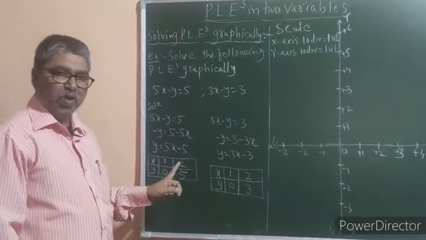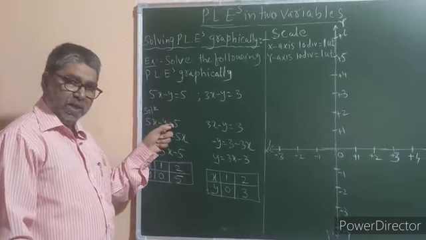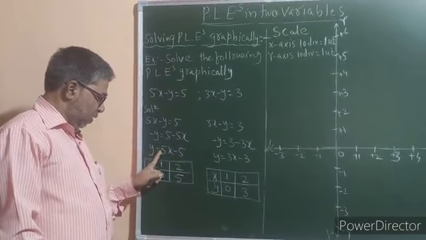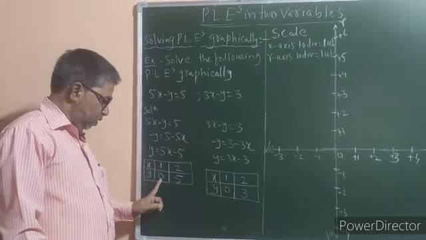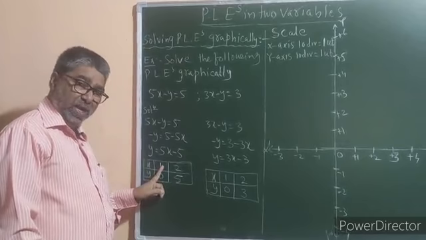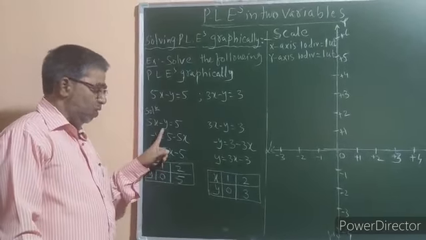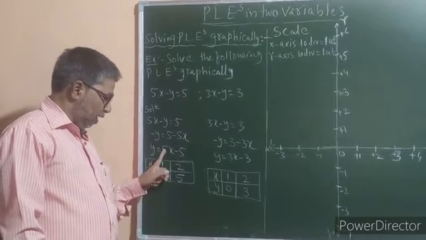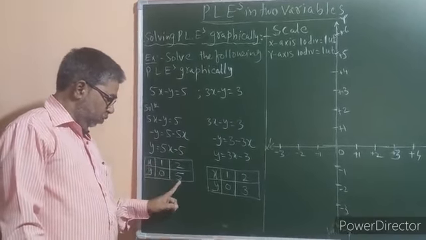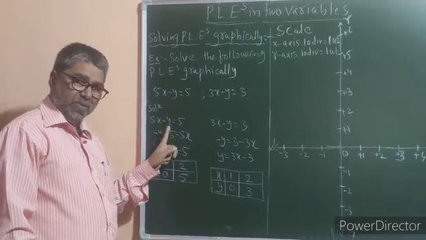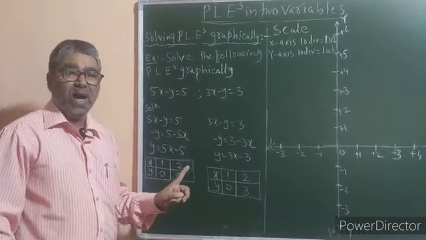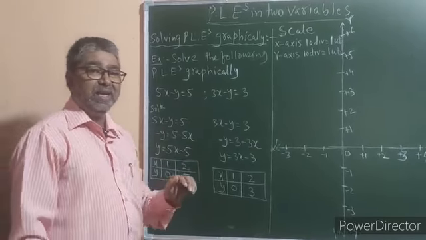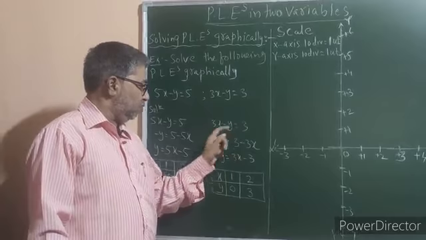Let us construct the table for the values of x and y for this particular equation. Let us consider the value of x as 1. 5 1s are 5. 5 minus 5 will be 0. If the value of x is 1, the value of y will be 0 for this particular equation. Let us go with the value of x as 2. 5 2s are 10. 10 minus 5 will be 5. If the value of x in this particular equation is taken as 2, the value of y, what we got after substitution, is 5.